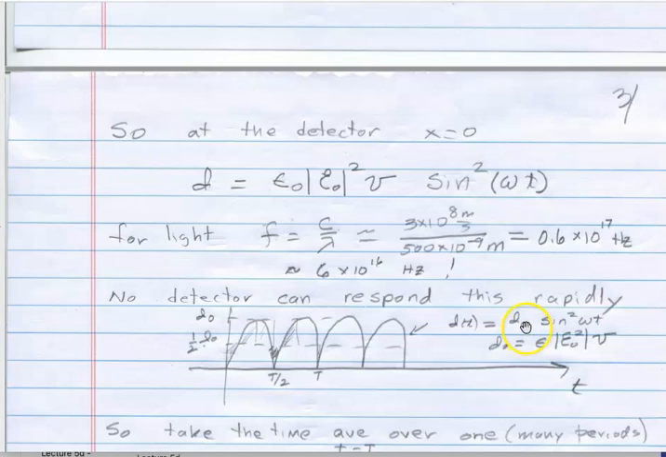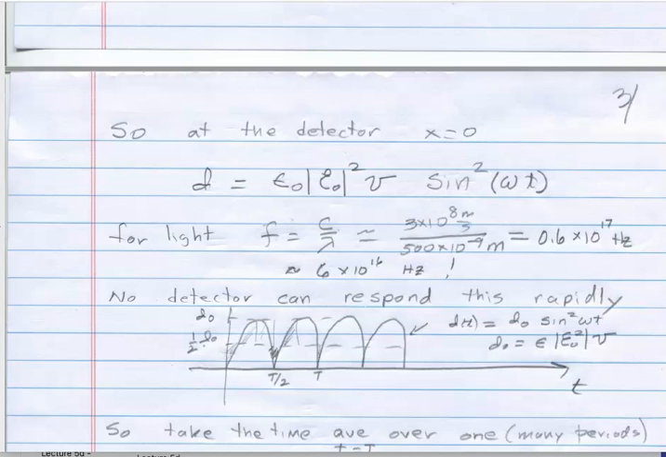Usually it has a maximum intensity, which is the stuff out front. And so I have the I naught, and it's going to vary like this, if I had a detector that could actually instantaneously calculate it. But remember, this is a very, very short time period. It's on the order of 10 to the minus 16 or 10 to the minus 17 seconds to get to this point, depending on the precise frequency of the light. And no detector can respond to that.